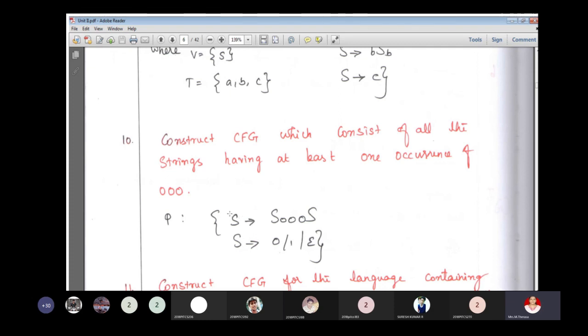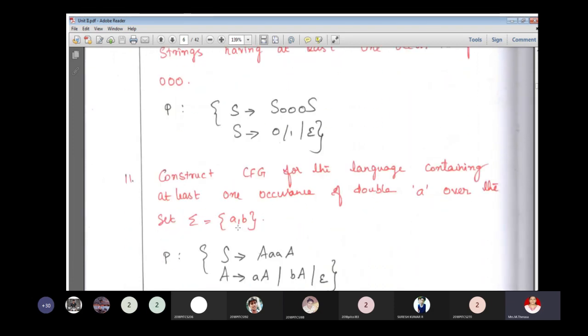So definitely the general format, the recursive procedure, will be S tends to S 000 S, and S tends to any string of zeros and ones. Any string of zeros and ones can be represented as S tends to 0S, 1S.